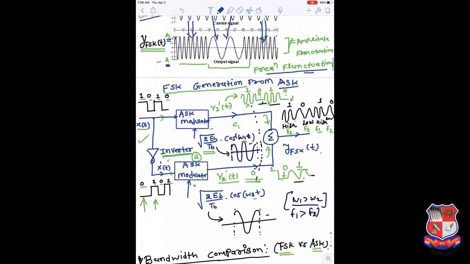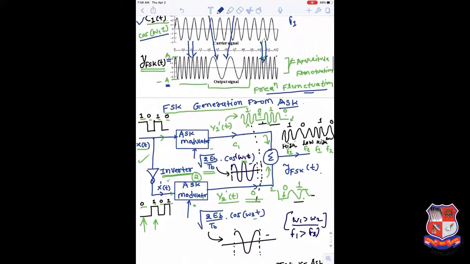Now how to generate the signal? So we will go with the generation of the FSK signal, and to generate the FSK signal 2 ASK modulators are required. So what is the objective here? When there would be a 1, the bit 1 can be encoded with cos omega 1 of t, and when there would be a 0, the signal can be encoded with cos omega 2 of t. So the ASK modulator simply works as a multiplier.